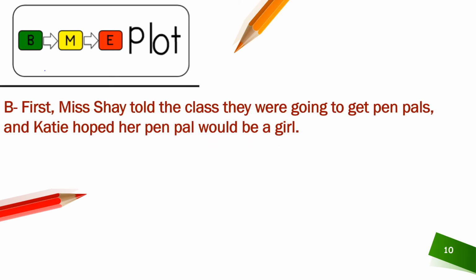The beginning of the plot was that first Miss Shea told the class they were going to get pen pals, and Katie hoped her pen pal would be a girl. You may stop the video at this time and go ahead and write down what happened in the middle of this story. Remember, you don't need to add every little detail, just the main things that happened. So go ahead and do that now, and then let's see how your summary of the middle part is the same or different as mine.